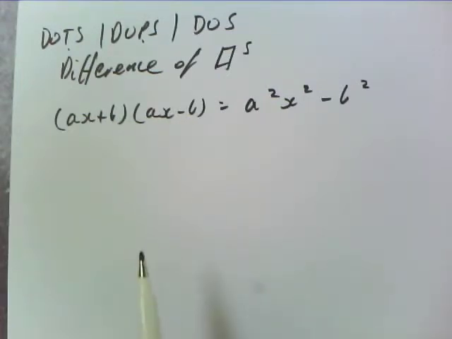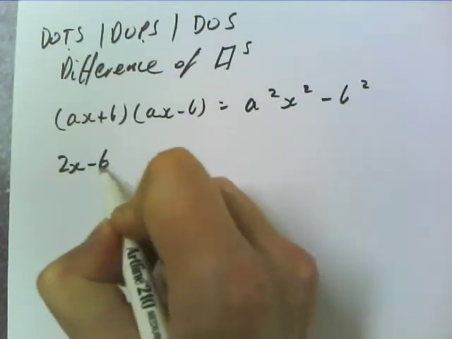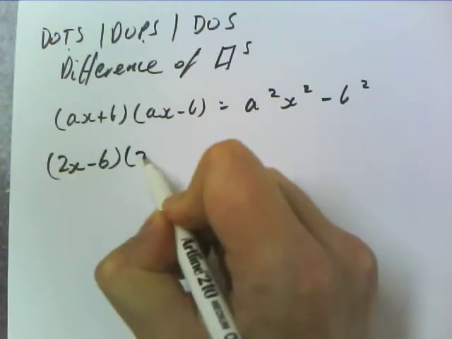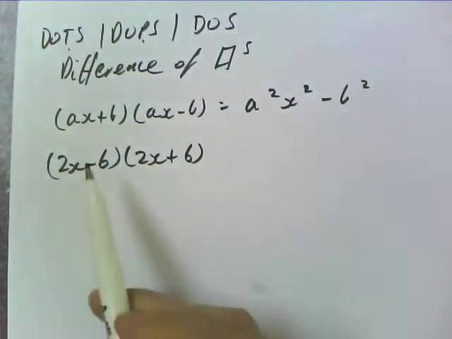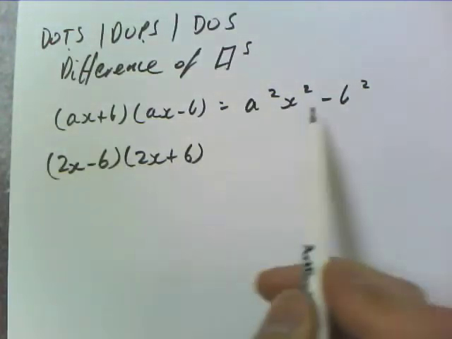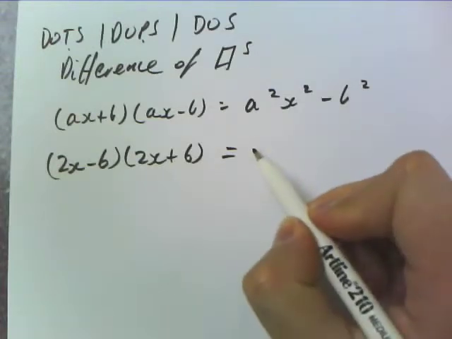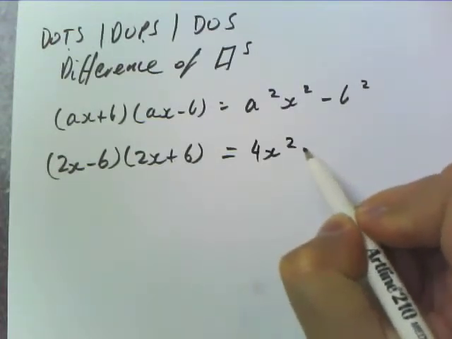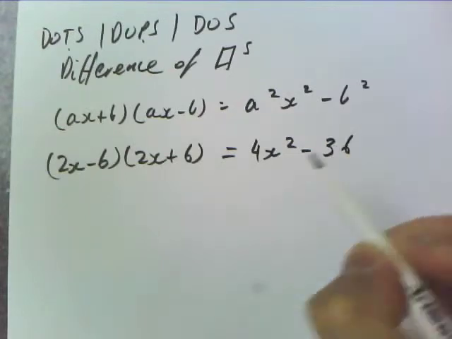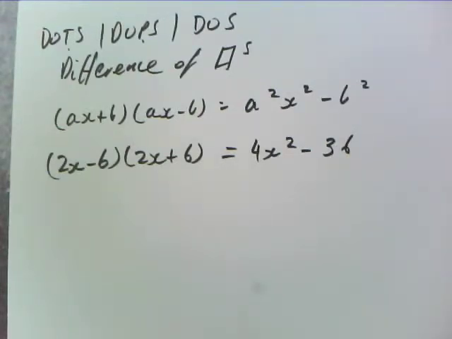So I'll run through one example of that. Again, the first question in your book that does that is question 3a. So we've got 2x minus 6 and 2x plus 6. So it doesn't matter which order they are in, you still follow this rule. So a is 2, b is 6, so we just go 2 squared, which is 4, x squared minus 6 squared, which is 36. Okay.